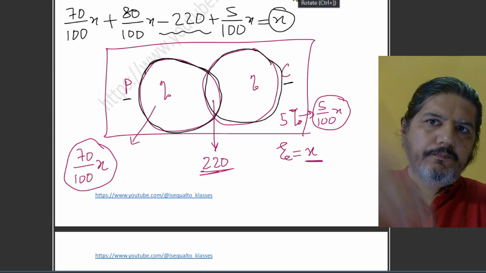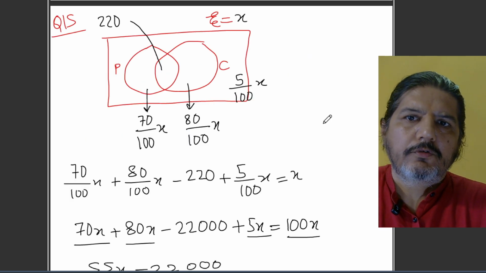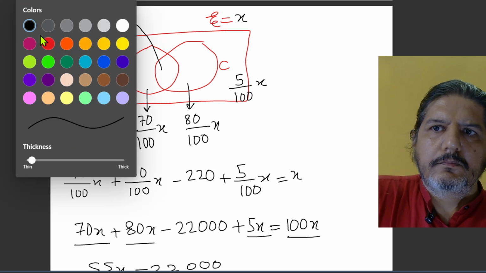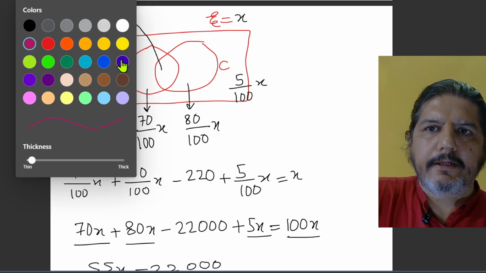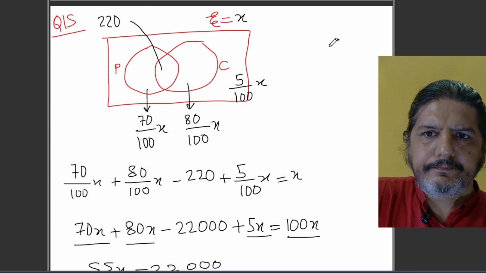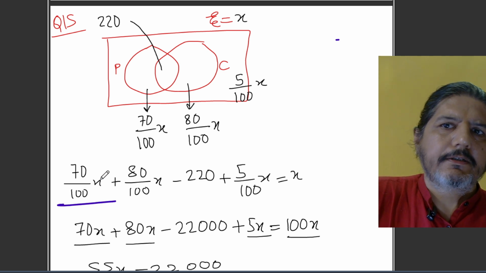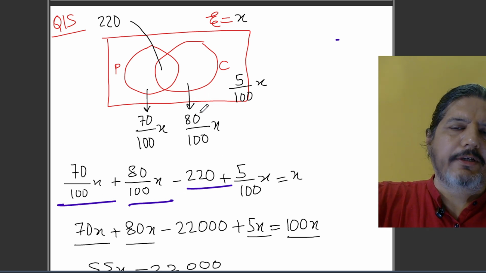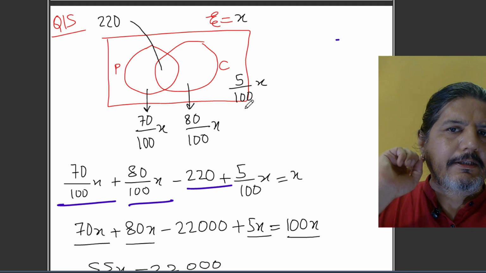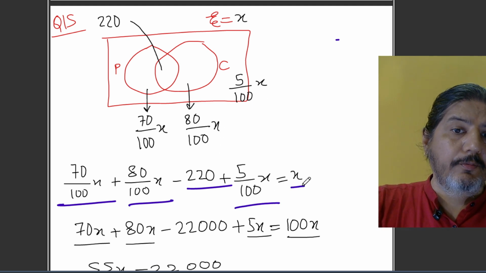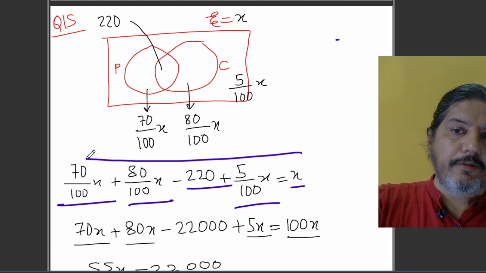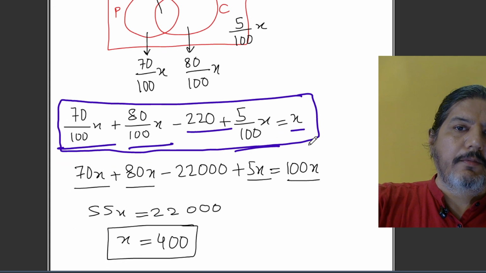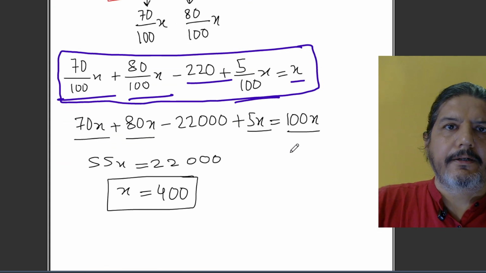And then I'll have to solve the equation. So this is how it will look. These are the physics guys, these are the chemistry people. This 220 was counted twice, so it has to be subtracted once. These are the failures, and whole of this would be equal to x. Now, it becomes difficult to solve this equation. A trick that you can use is to multiply both sides of the equation by 100.